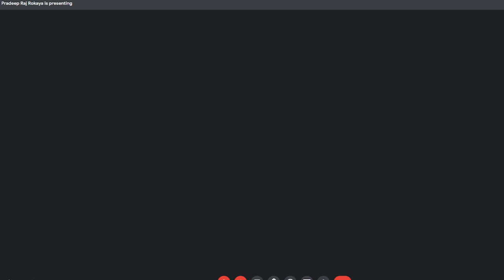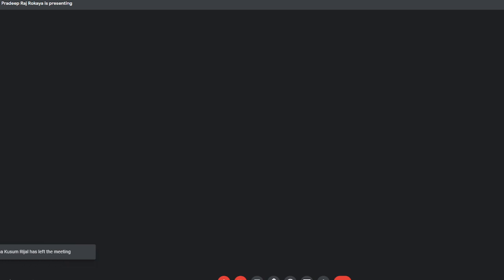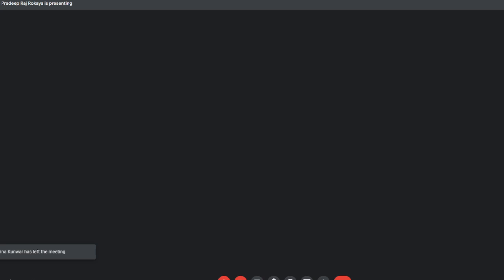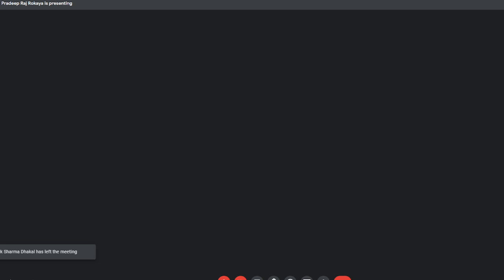Next importance is protective value. This is protective use, where agroforestry systems protect against adverse climatic conditions. The trees also help to protect the crops from strong winds and soil erosion, which may damage the crops. Planting trees as a part of agroforestry practices can be beneficial for the growth and survival of humans, animals and crops. Trees can block the strong winds, protecting crops from damage.